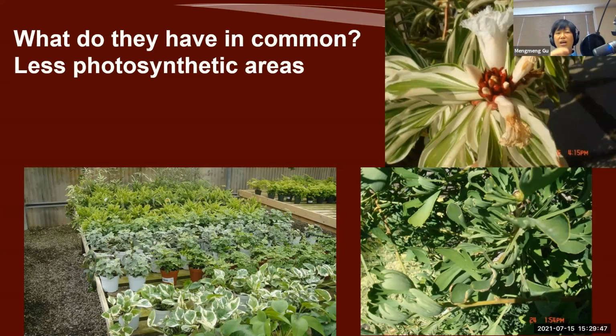But all these have one thing in common, which is that they have less photosynthetic area. That means they have less photosynthesis compared to their solid green cousins in the same family. And because they have less area, if you think about it, would they use more or less light compared to their solid green cousins? They use less, right? They use less.